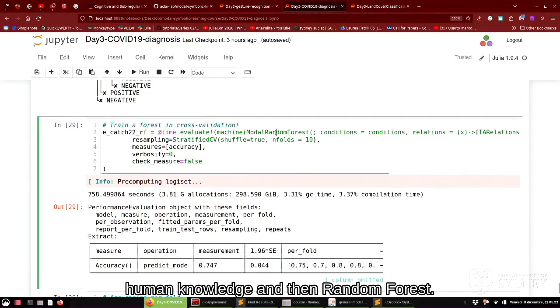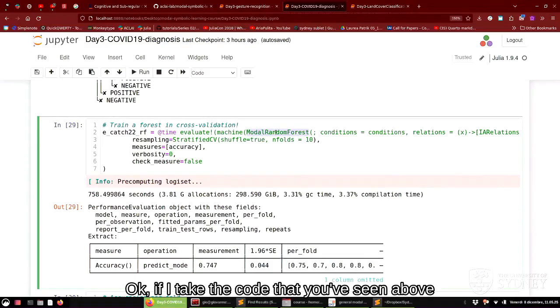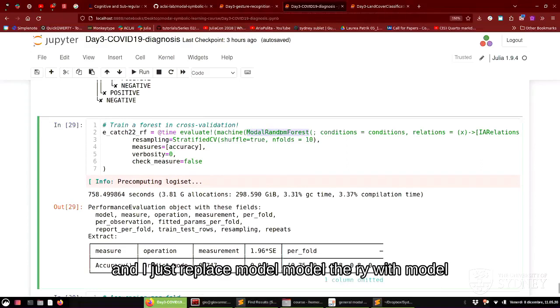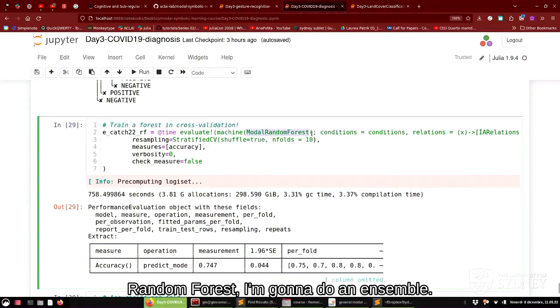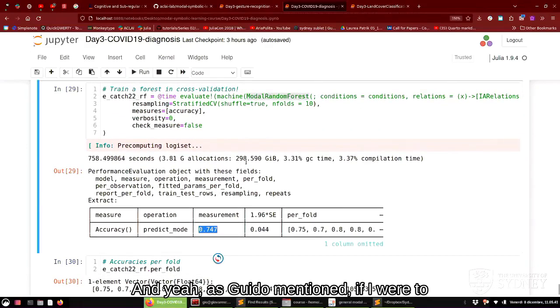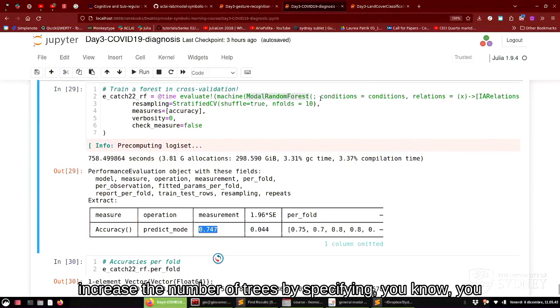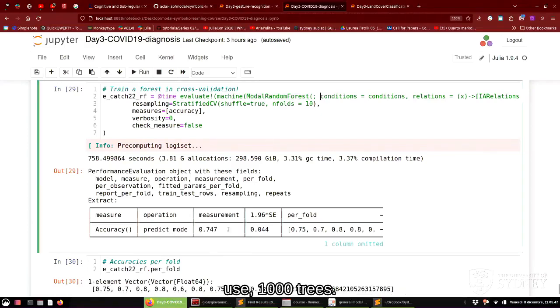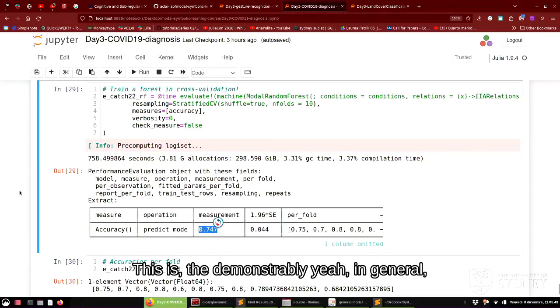And then random forests. Okay, if I take the code that you've seen above and I just replace model decision tree with model random forest, I'm going to do an ensemble. I'm going to train an ensemble of decision trees, and this leads to a higher accuracy. And yeah, as Guido mentioned, if I were to increase the number of trees by specifying, say, 1,000 trees, this is demonstrably, in general, going to grow.